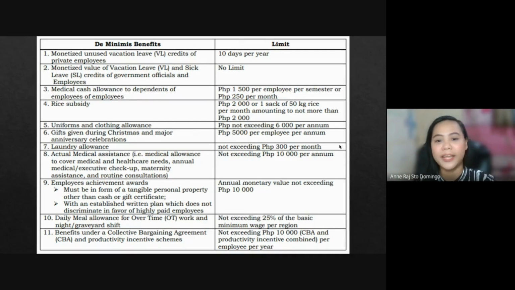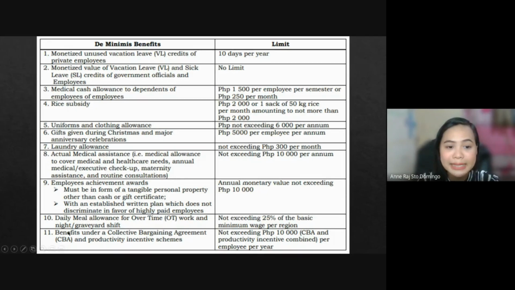So this laundry allowance should not exceed 300 pesos per month. So for the whole year, it's just 3,600. Okay? Ang limit niya. Pag lumampas doon, again, magiging taxable na.